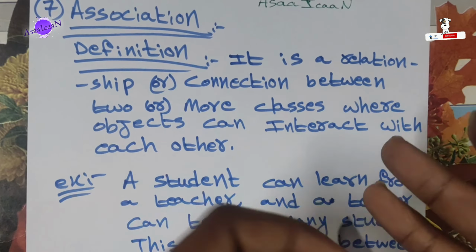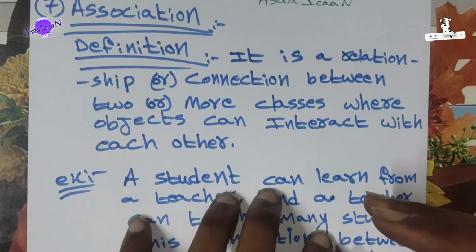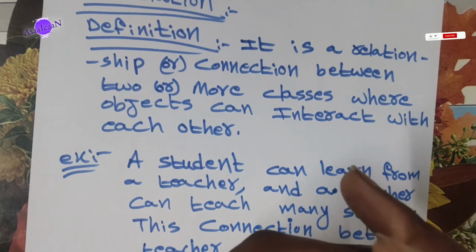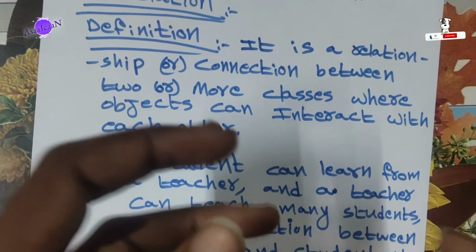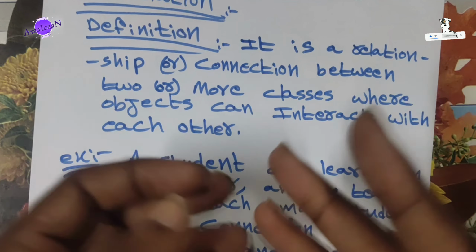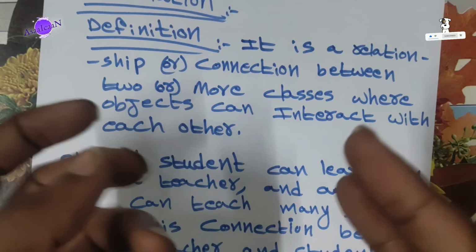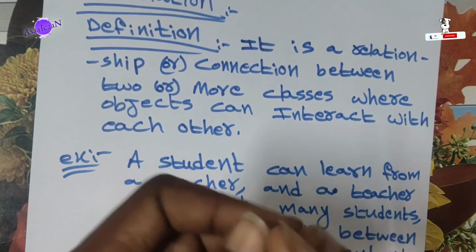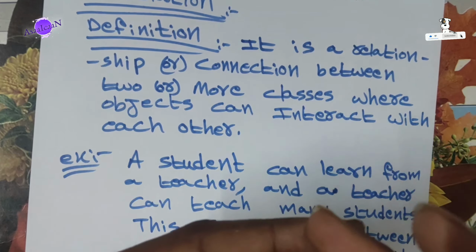Association is the final principle of OOP. So what are the benefits of association? It shows the relationship between objects. It makes software design easier to understand. It helps model real world situations. That's all. I think everyone understands it.